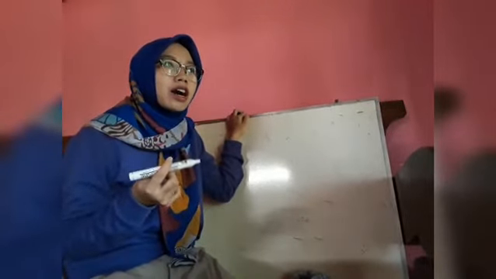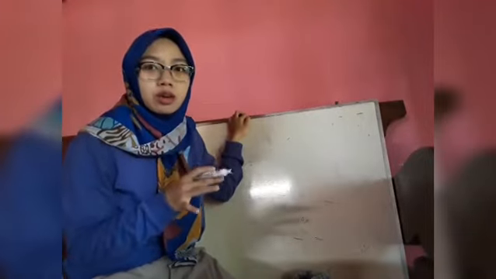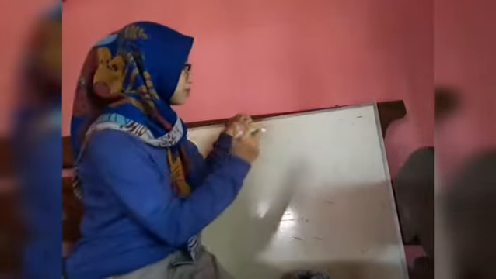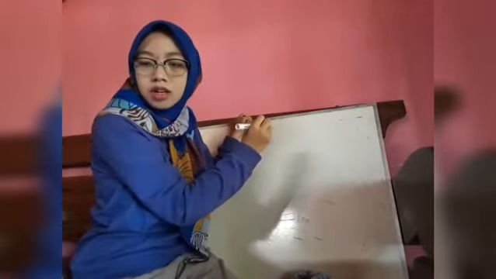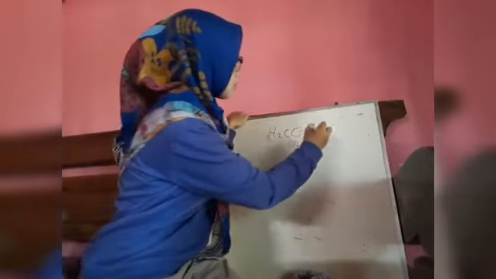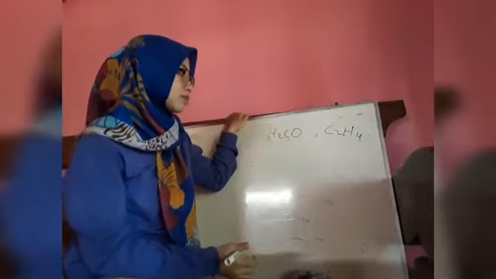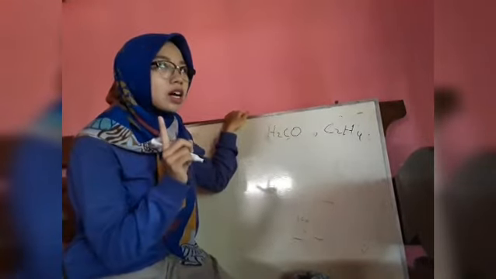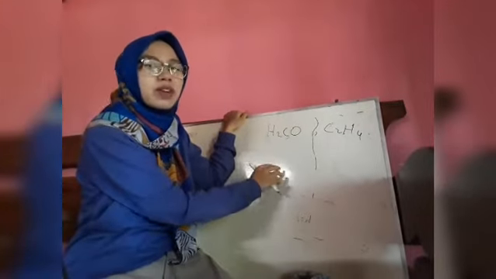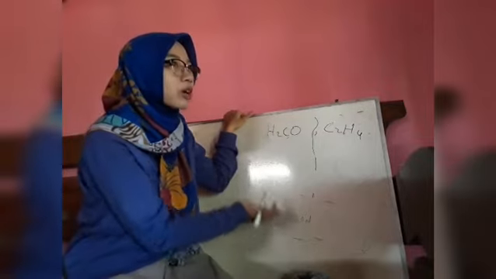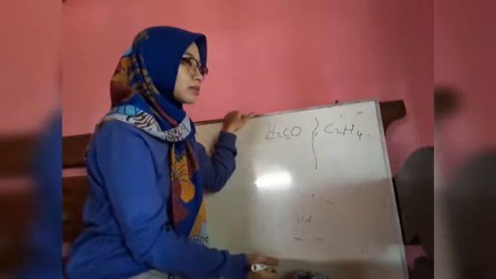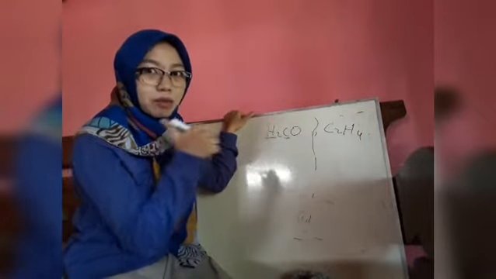And then I want to see one of you, everyone, who can draw the structure. If you can draw this one, actually you can see many examples from your book, but I want you to draw this one and show me the structure of formaldehyde and ethane. Okay, I'll be waiting.